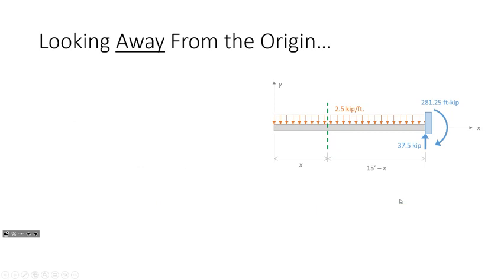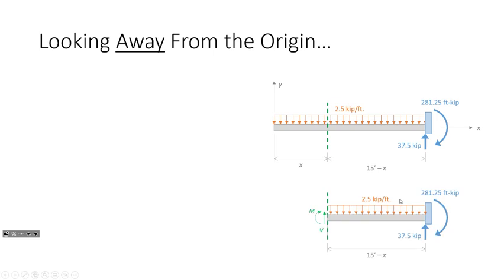Now let's cut a section and look away from the origin. So what happens if we look away from the origin? So here's the origin, let's look that way. So here's what I've got. Notice I've got the reaction over here. I've got the moment reaction over here, the load, shear, and moment in their positive directions. But look at this. Let's see what happens. Sum moments at the cut. So what do I got? I got the moment function going this way.